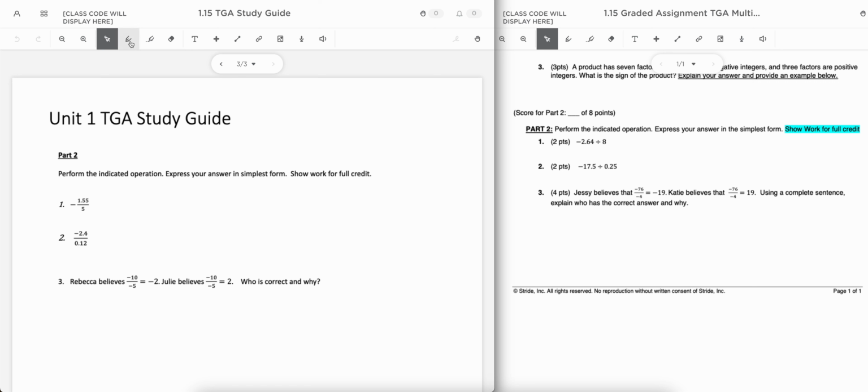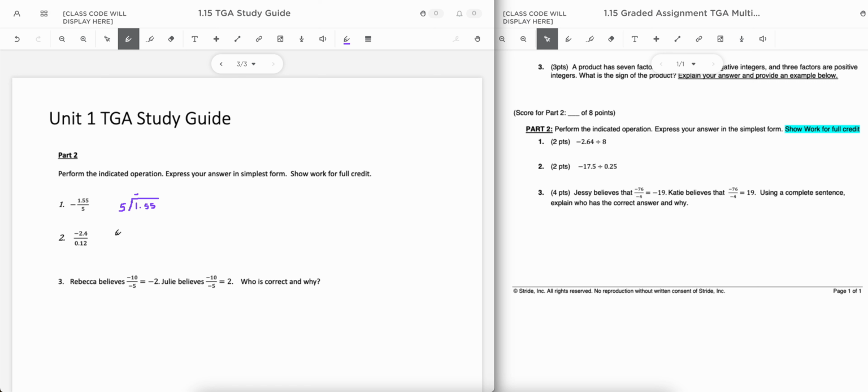All right, so let me get my pen tool back. And we have, make that a little bit bigger, 1.55 divided by 5. Okay? And one of these has to be negative. So if I have a negative divided by a positive, I know that my answer is going to be negative. So I'm just going to go ahead and put that negative sign up at the top in my answer.